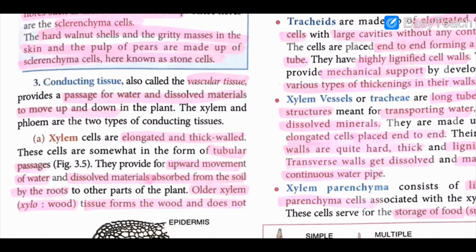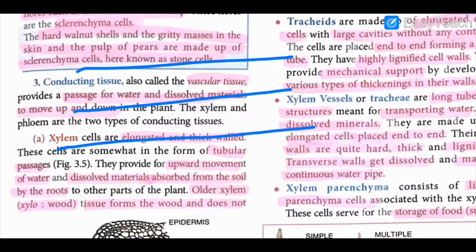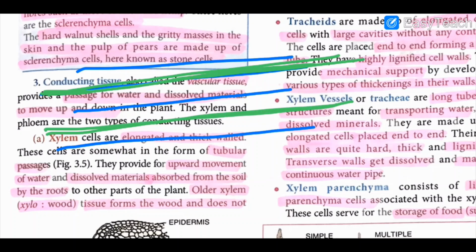In the plant, the xylem and the phloem are the two types of conductive tissues. First is xylem cells. They are elongated and thick walled. These cells are somewhat in the form of tubular passages. So what the xylem does is, it has tube-like structures, just like this. And materials like water and minerals pass through these tube-like structures. So let's say this green color that I have over here is water and minerals. So through the tube they pass, and thus the whole plant is able to get water and minerals.